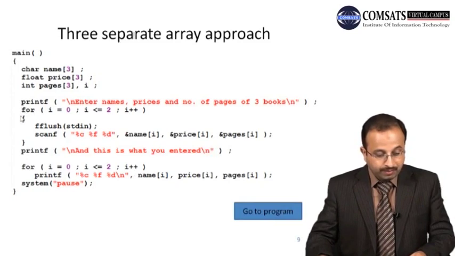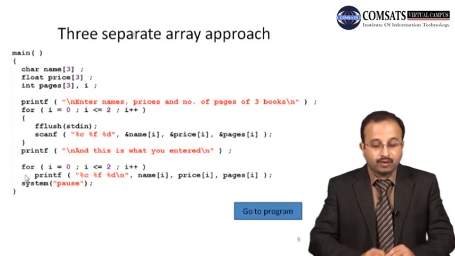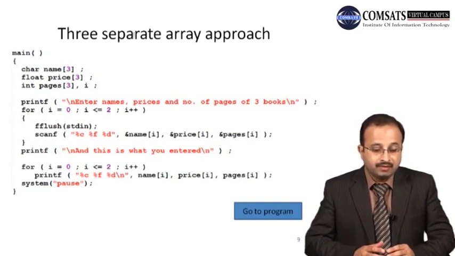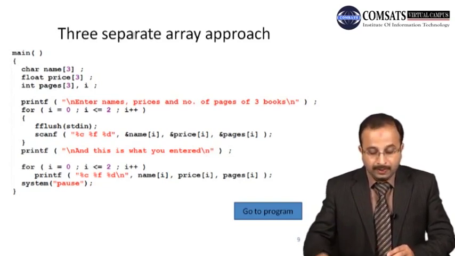जो पहला for loop है यहाँ पर आप input ले रहे हैं, second for loop में आप उन values को display कर रहे हैं. But here the problem is that one record is scattered in 3 different places, that is in name array, price array and page array. ठीक है.